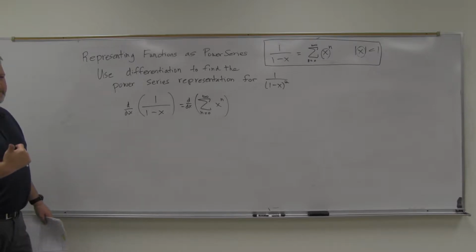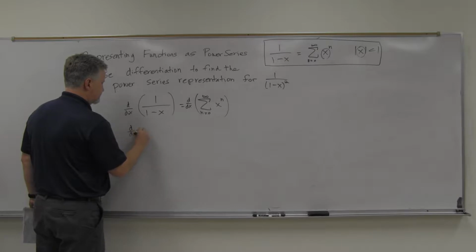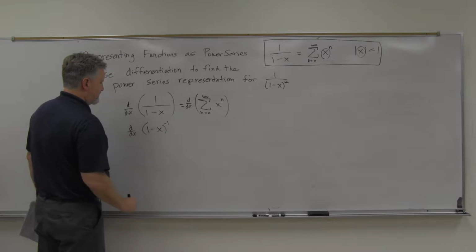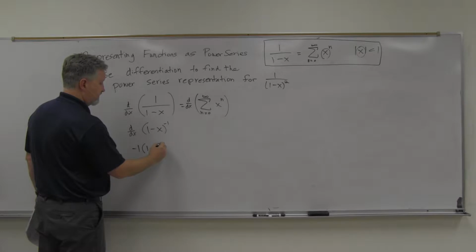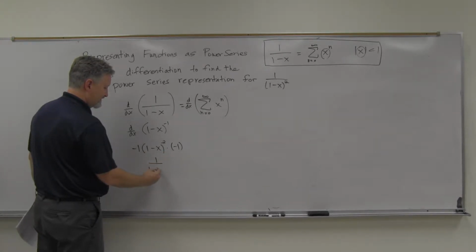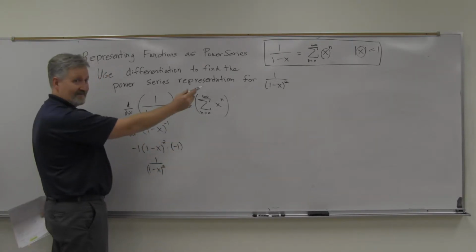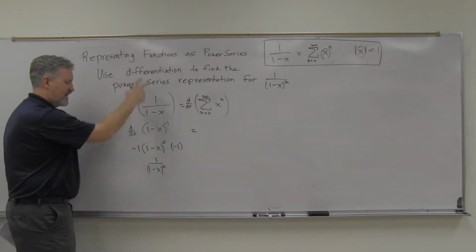Well, you've got either the quotient rule, or you can use the chain rule. Probably the chain rule is the easiest way to see it. If we take the derivative of that, 1 minus x to the negative 1, bring down the power, the new power would be negative 2, times the derivative of the inside, negative 1. Look at that. That's 1 over 1 minus x squared. Isn't that what we were looking for? Okay, so this side's good.